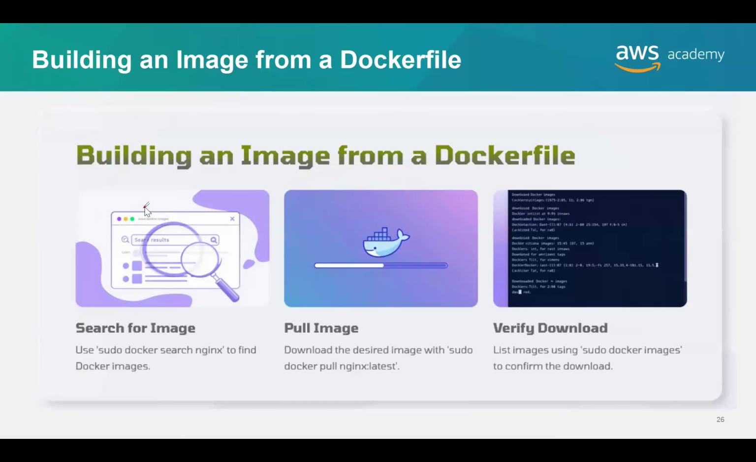Now, building an image from Docker. First it will go and search for the image. You can write this code: sudo docker search nginx. We are finding the nginx server, so we use sudo docker search nginx to find the Docker image. Then pull the desired image with sudo docker pull nginx:latest. We are pulling the nginx latest image, and we are going to verify whether it is downloaded or not. For that we use sudo docker images.